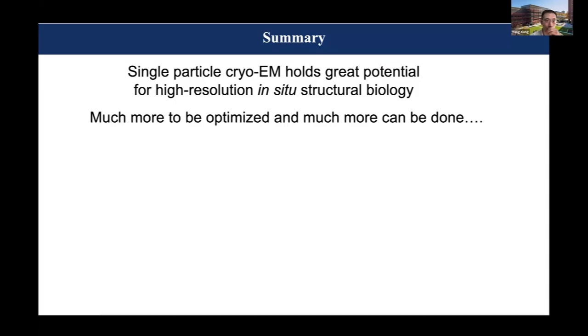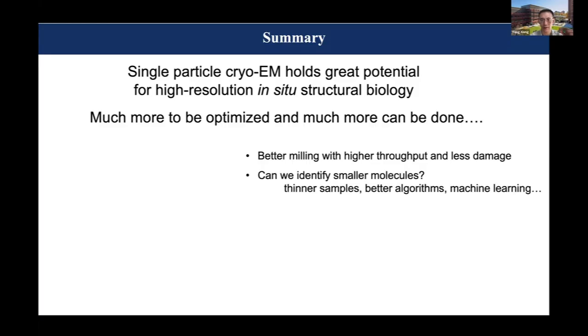A lot more needs to be optimized. Of course, as Grant already told you, we need better samples to start with. Nothing beats a better physical sample. Get a better milling machine, a thinner sample, higher contrast, higher throughput, less radiation damage. That would be the best goal to start.